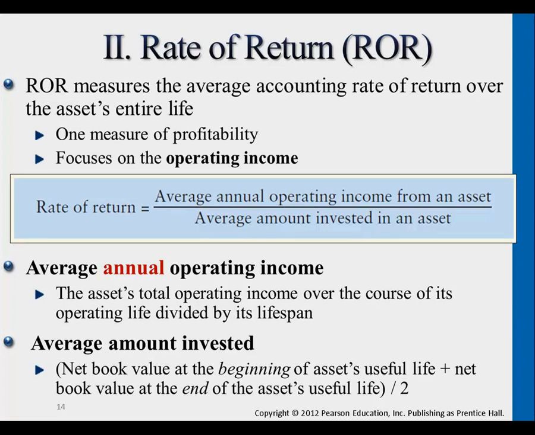So to find your average amount invested in that asset, you take your beginning-of-life net book value and the ending net book value at the end of the lifespan of the asset. You sum those two numbers together and divide by 2 because you want an average. If you take just the beginning of the asset's useful life, that's too high a number. It's not really representative. So we'll use the average.